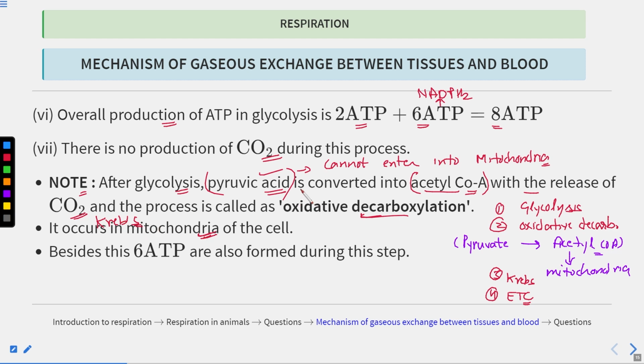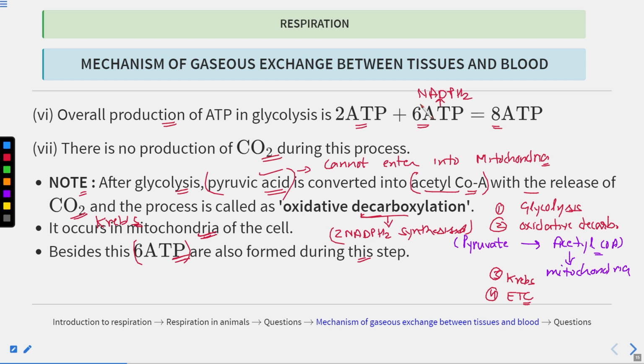So pyruvic acid cannot enter into the mitochondria. First, it is converted into acetyl coenzyme A, and then acetyl coenzyme A can take part in the Krebs cycle that is happening in the mitochondria. Now, besides this, 6 ATP are also formed during this step. During oxidative decarboxylation, 2 NADPH2 molecules are synthesized. One NADPH2 molecule corresponds to 3 ATP. So two molecules will be synthesized so that they generate 6 ATP.